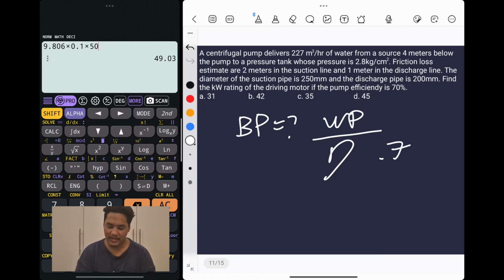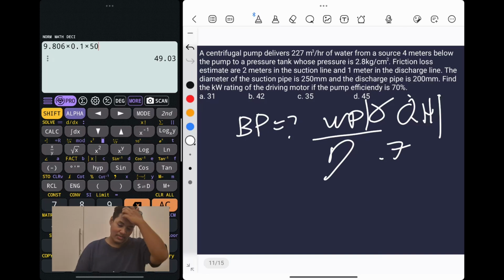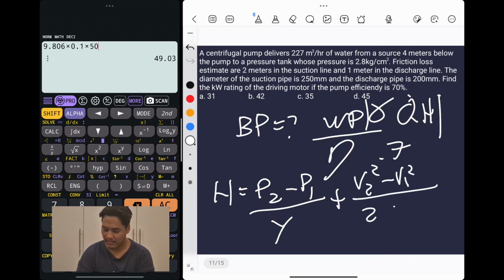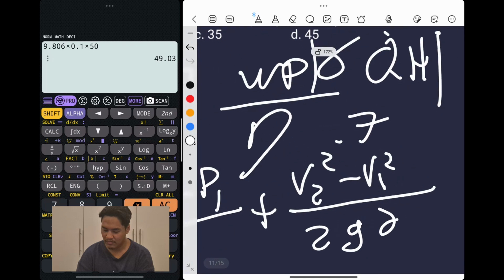Tapos, ang water efficiency natin is 0.70. Wala pa tayong water power. Ang water power is, yung na-discuss kanina, gamma of water multiplied by speed and head. Kaso dito, yung head natin is medyo hiwa-hiwalay din. So, ang formula of head is equals to P2 minus P1 over gamma of water plus V2 squared minus V1 squared over 2g.